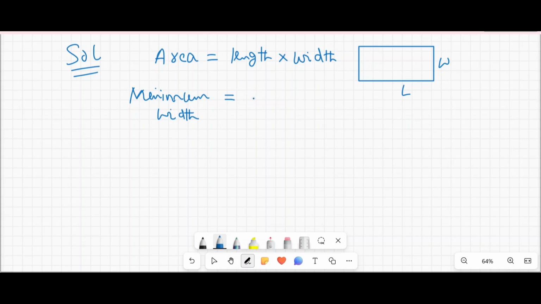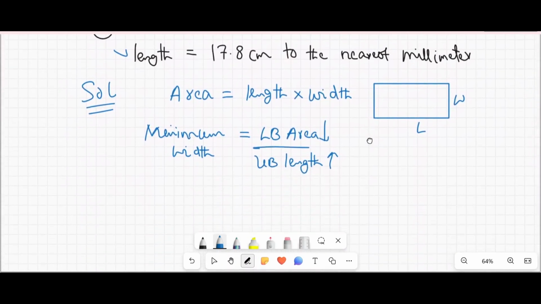So lower bound of an area and upper bound of a length. So the value should go down and the value should go up. Because we want the larger value in the denominator, because it divides the complete, and the answer should be minimum.